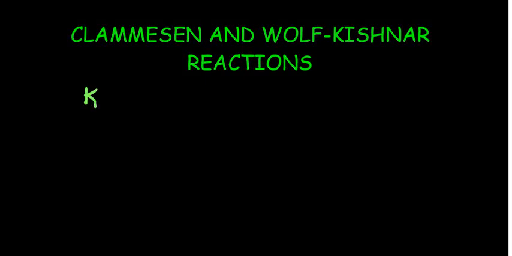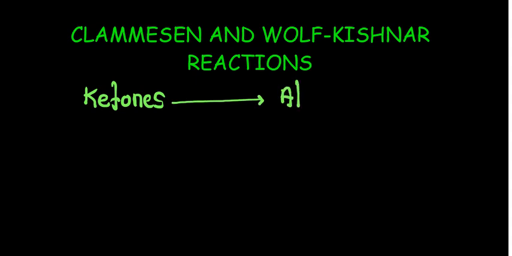So first of all, I want us to understand the basic essence of these two chemical reactions, or these reaction mechanisms, is to reduce the ketones into the alkanes. So first of all, we are having the ketones, okay? And then we want to reduce these ketones into what we're calling the alkanes. That's the main instance of these two reactions, the Clemmensen reaction and the Wolff-Kishner reaction.